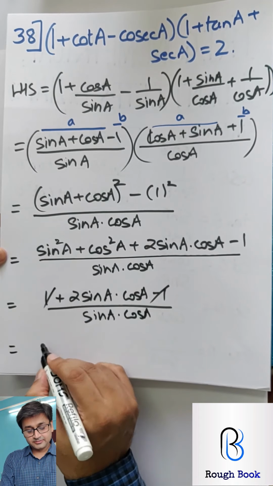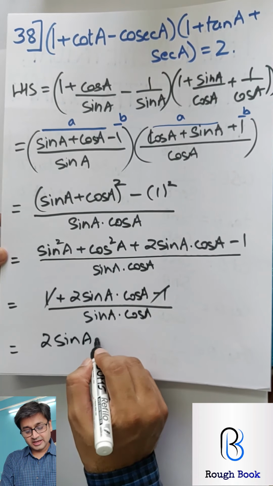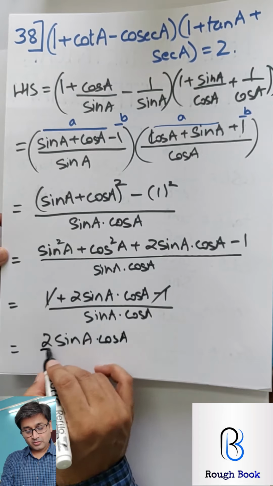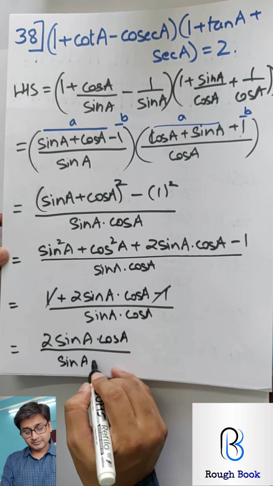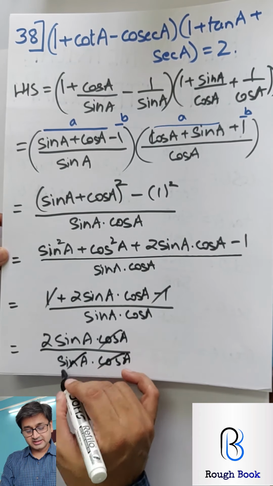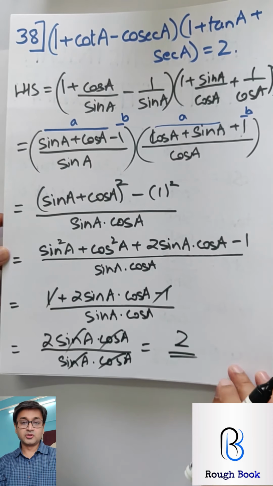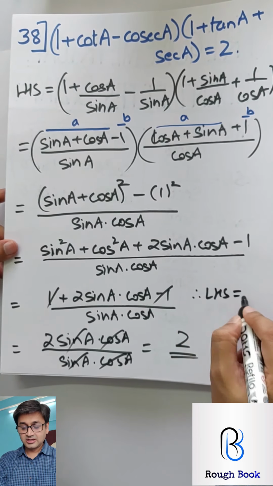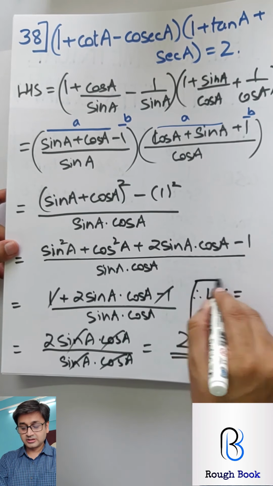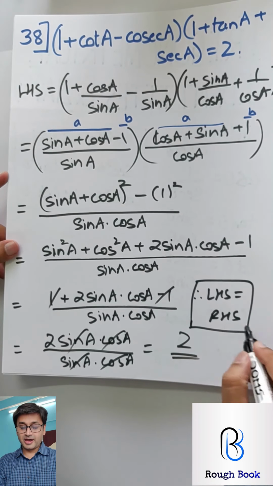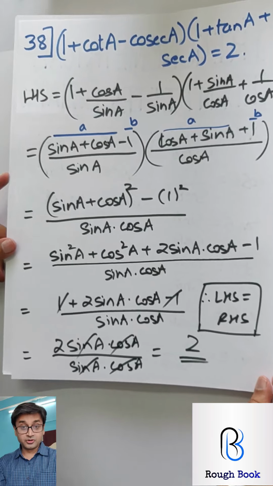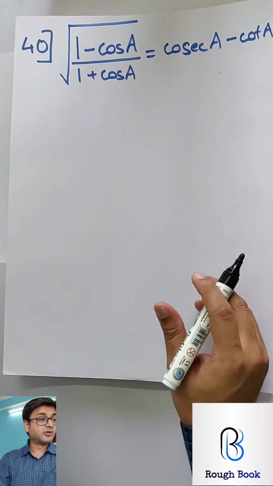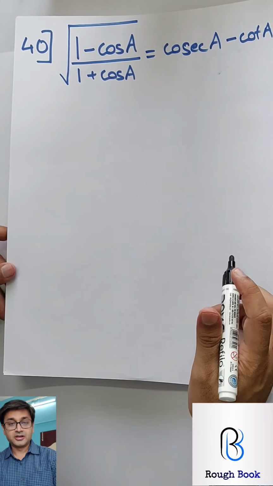So 1 gets cancelled. I will get 2 times sine A into cos A upon sine A into cos A. Now this gets cancelled and what is left is only 2. Magic. And therefore I can say LHS equals RHS. That's great. Good job those who managed to get this on their own. And if you got it, the next question is ready for you. Sum number 40. Come on, hit it.